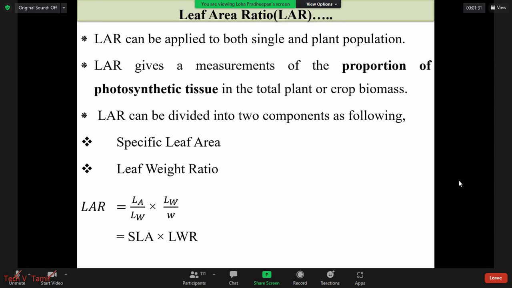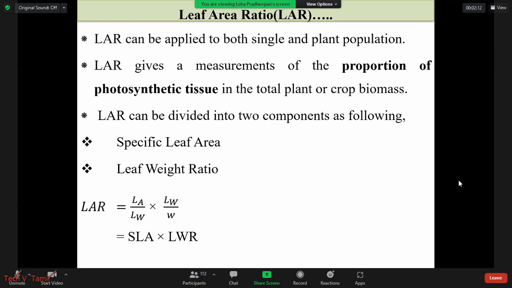So the proportion of the photosynthetic tissue in the total plant or the crop biomass, leaf area ratio gives the measurement of that. Even leaf area ratio we can divide into two components, specific leaf area and leaf weight ratio, because we use the equation for that. We know specific leaf area is leaf area over leaf weight. And in leaf weight ratio, in which way are we calculating? Leaf weight over plant weight.